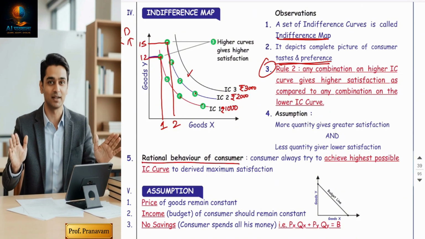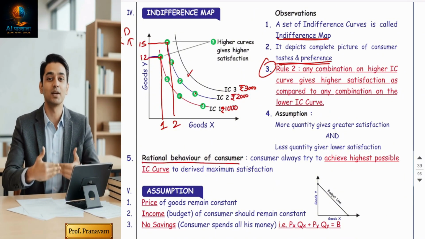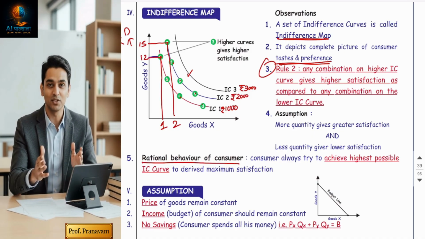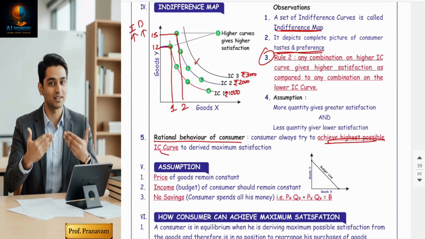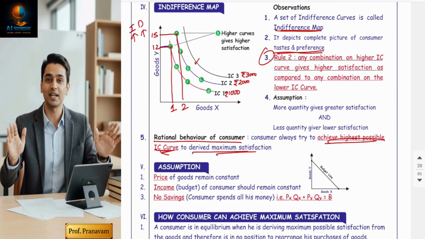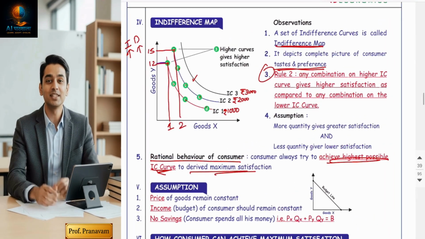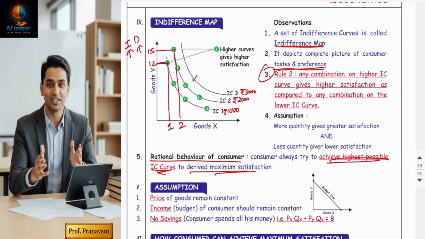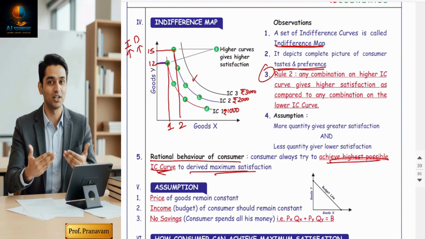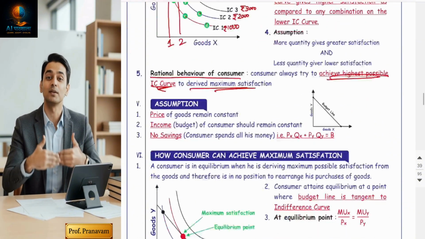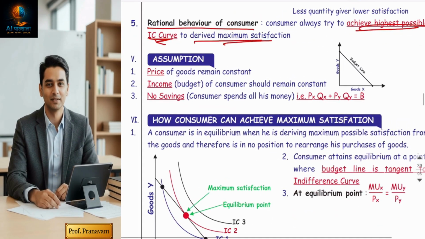The consumer always tries to achieve the highest possible indifference curve to derive maximum satisfaction. This is the rational behavior of the consumer. But now slowly we are getting into the law of Hicks and Allen, where they tried to explain how the consumer derives higher satisfaction. But before that, there is one assumption.